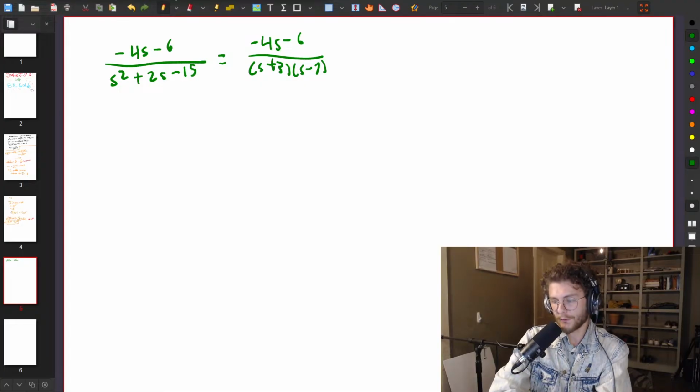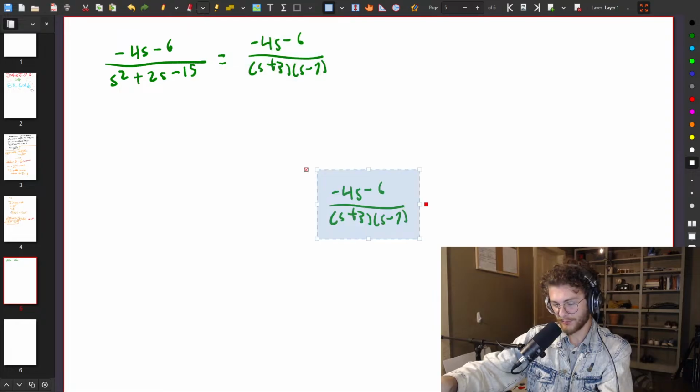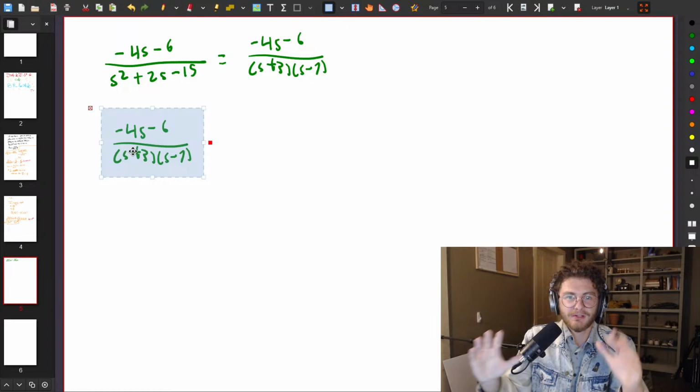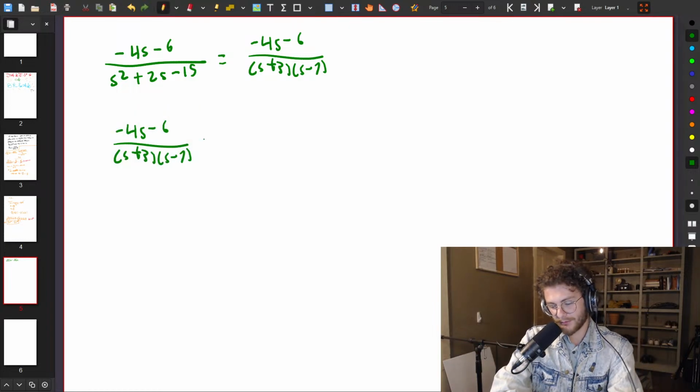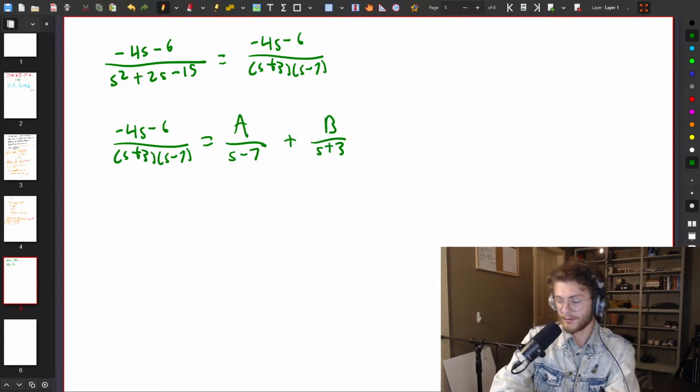Okay, so now that we've done that, we can then set negative 4s minus 6, and yeah, we're gonna do a cool trick. We're gonna copy it, and we're gonna paste. I didn't have to write it a second time. I could be lazy. So equals A over s plus 3. We'll just do s minus 7 because it wants that to be the first one. Plus B over s plus 3.